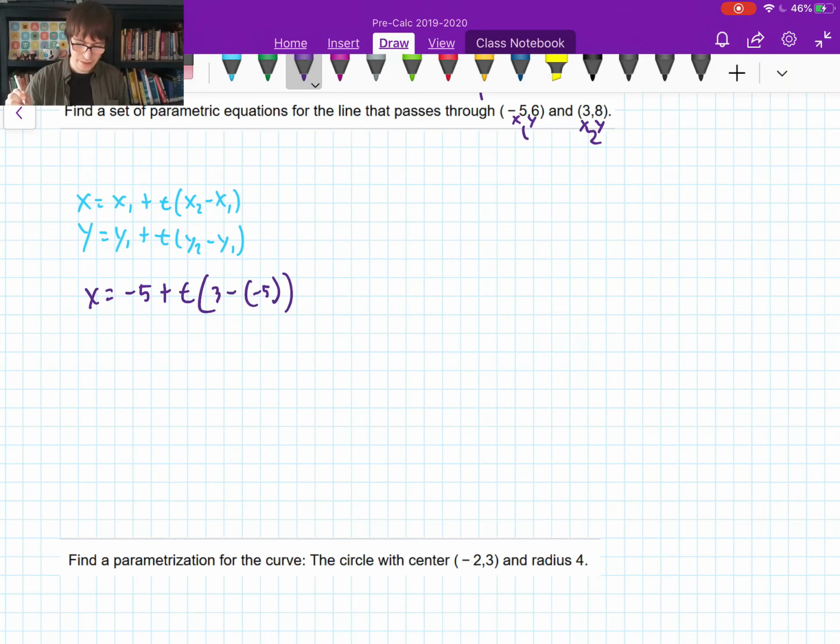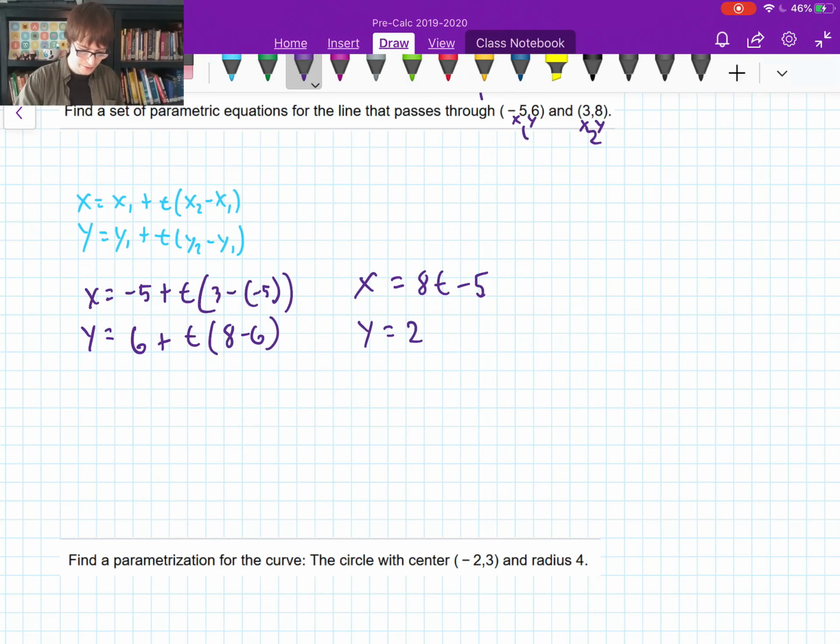And let's see, we want to write y equals, y1 is 6 plus t times 8 minus 6. And that's the equation. We just got to simplify and we're done. So we'll write 3 minus negative 5 is 8. So, just to simplify a few steps at once, we'll get x equals 8t minus 5. And for y, we will get 2t plus 6.